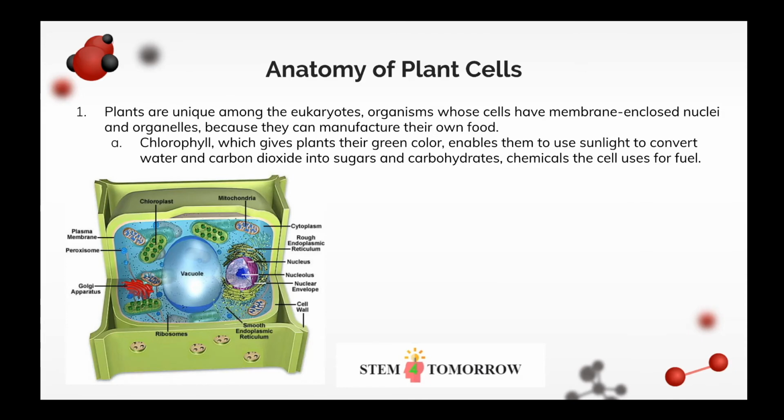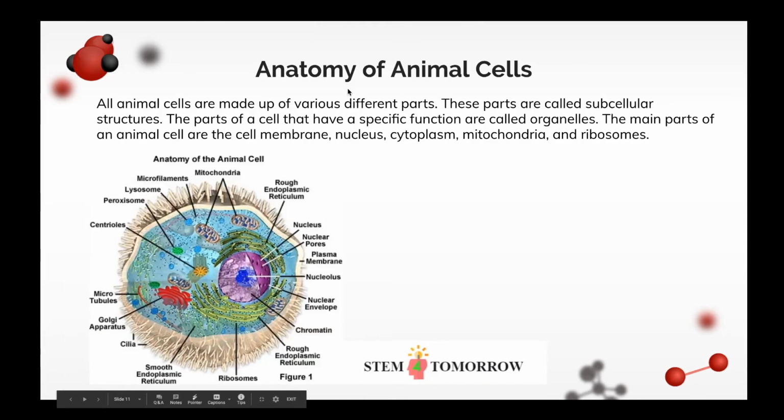Anatomy of plant cells. Plants are unique among the eukaryotes, organisms whose cells have membrane-enclosed nuclei and organelles, as we mentioned before, because they can manufacture their own food. Chlorophyll, which gives plants their green color, enables them to use sunlight to convert water and carbon dioxide into sugars and carbohydrates, which are food for the cells. Anatomy of animal cells. All animal cells are made up of various parts. These parts are called subcellular structures. The parts of a cell that have a specific function are called organelles. The main parts of an animal cell are the cell membrane, nucleus, cytoplasm, mitochondria, and ribosomes.